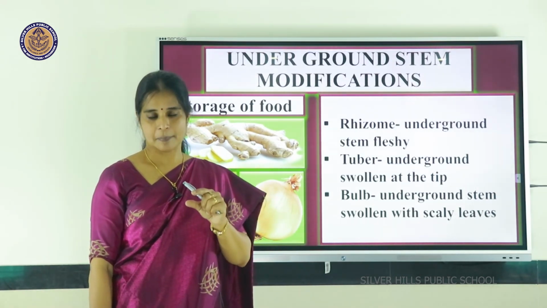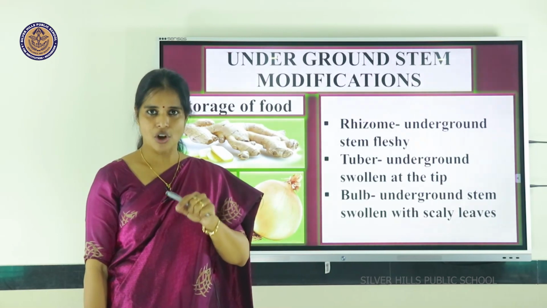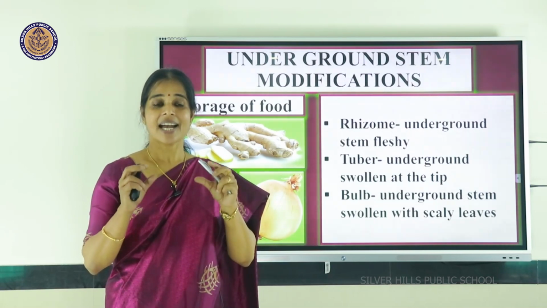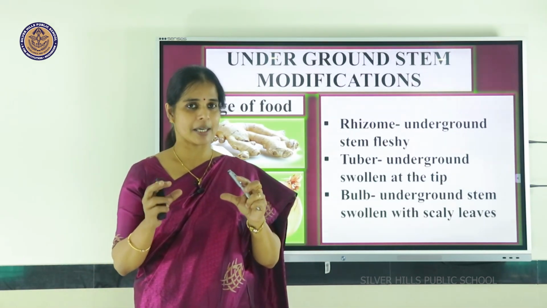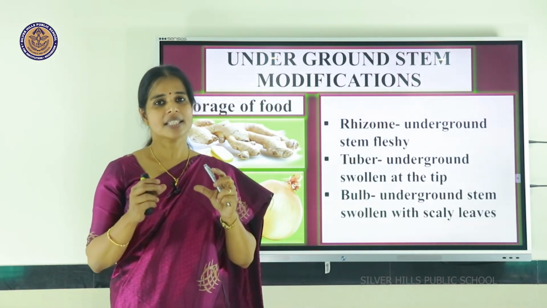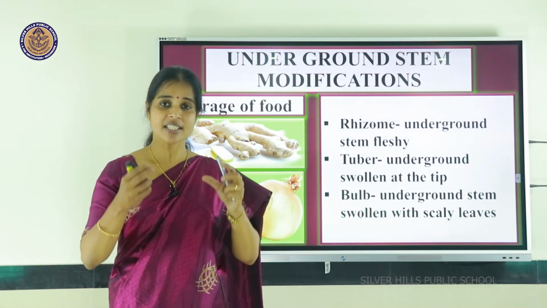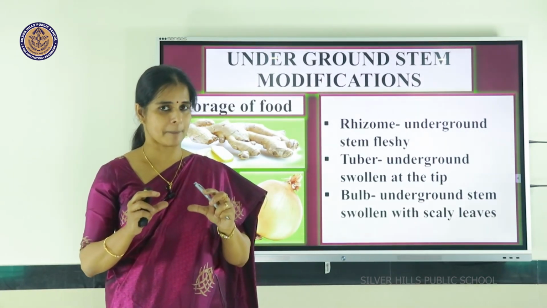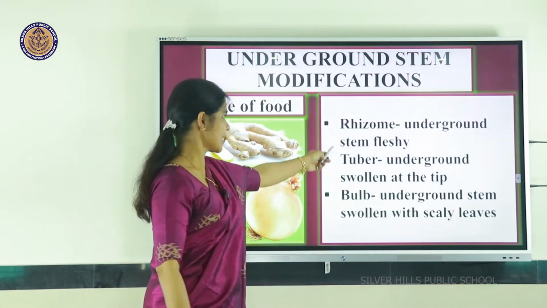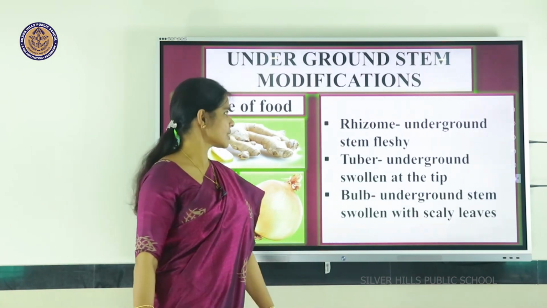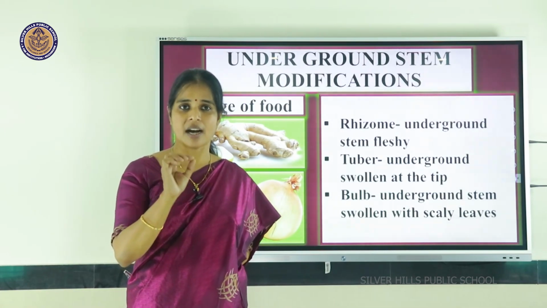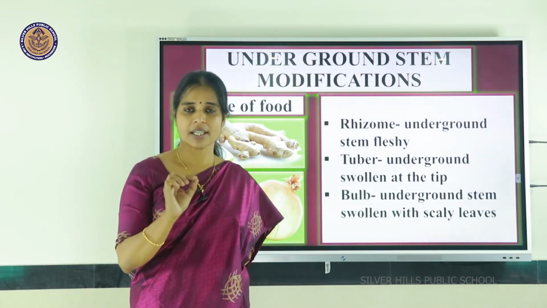The plant stem grows into the soil part and it grows horizontally, and in that region the horizontal part of the stem becomes fleshy, swollen with the food present in it. This fleshy stem which is present under the ground, underground stem, from there the roots will arise. So, such stems we call it as rhizome. Rhizome is an underground stem which is fleshy. So, in such plants, some examples are ginger, turmeric, etc.